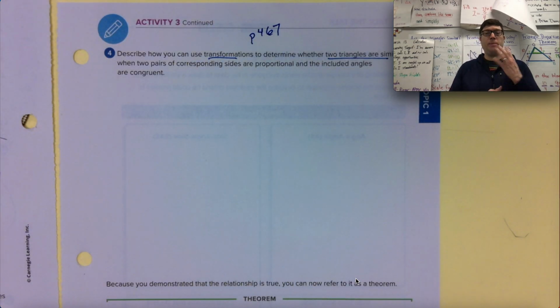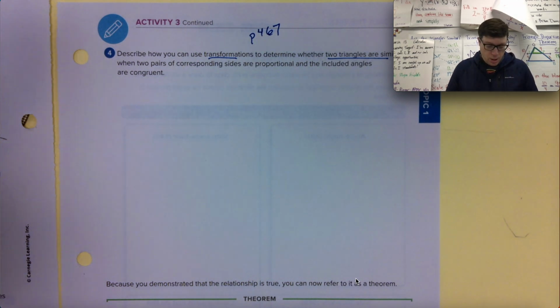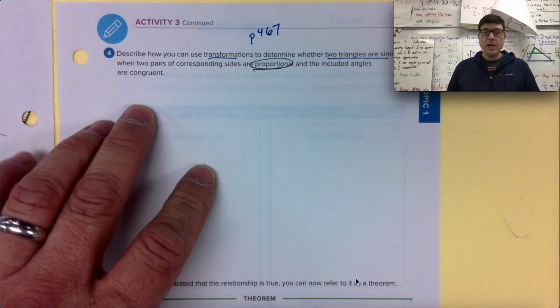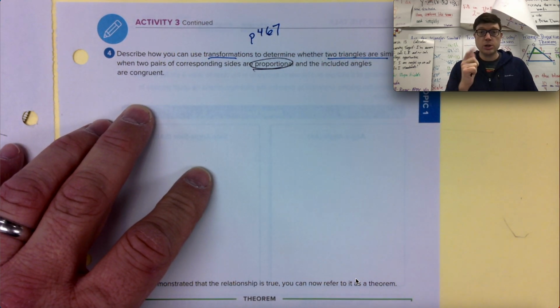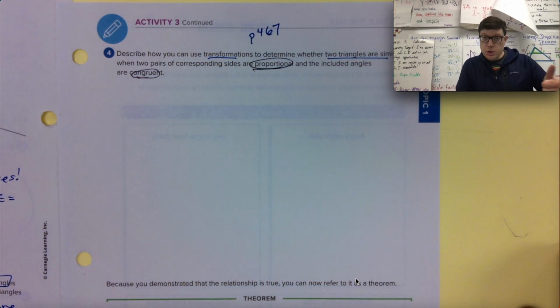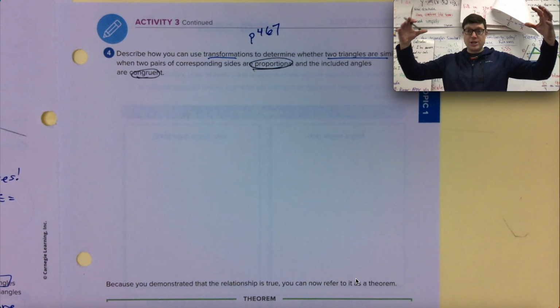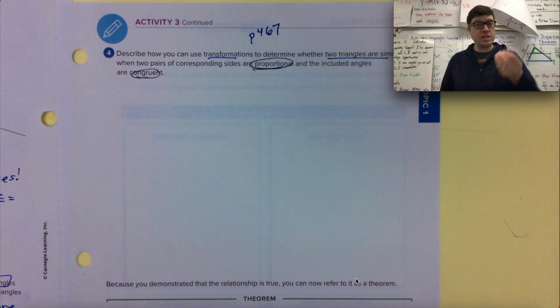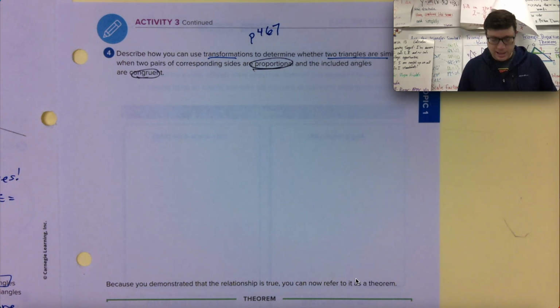Describe how you can use transformations to determine whether 2 triangles are similar. When 2 pairs of corresponding sides are proportional, that's the word we're looking for, and the included angles are congruent, that's also true. Transformations are rigid motions like translations, reflections, rotations. Similarity is not a rigid motion. Dilations, which stretch or shrink, are what we need to finalize the transformation required to show shapes are the same. So let's make a list.